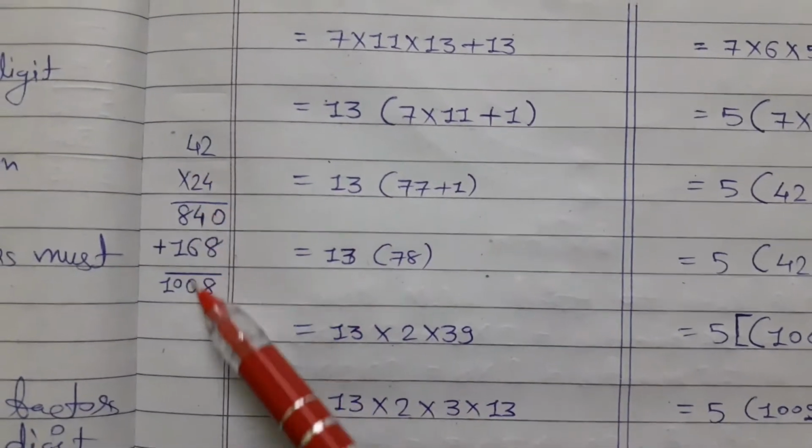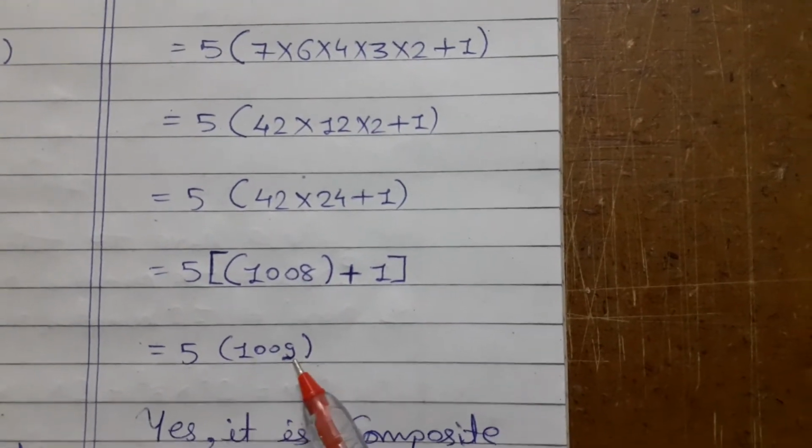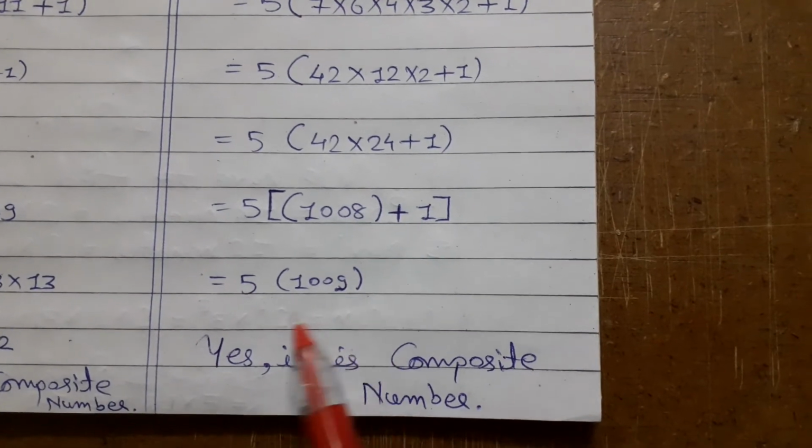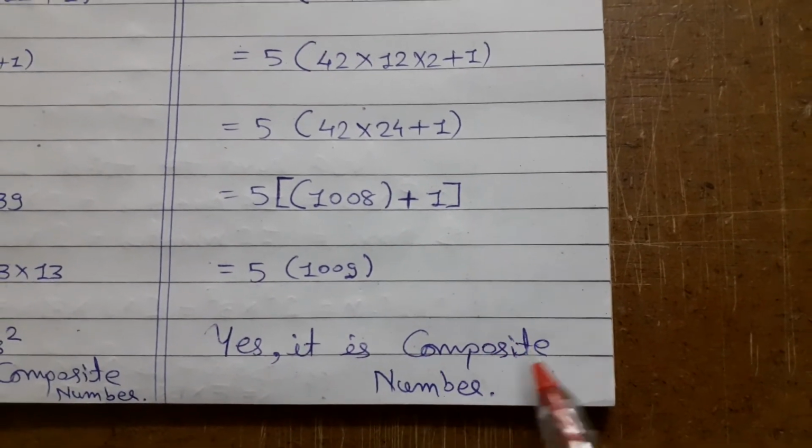42 into 24 we are getting 1008. Putting the value here, 1008 plus 1 is 1009. Here 1009 is a prime number. So multiplication of two prime numbers is always composite number. So yes, it is composite number.